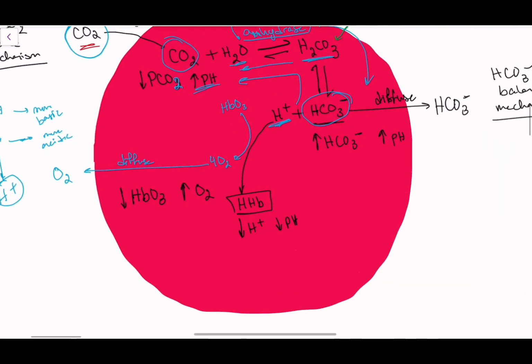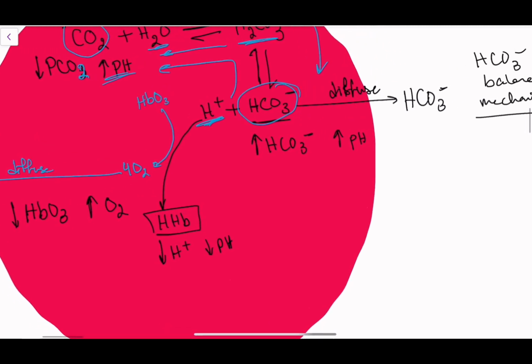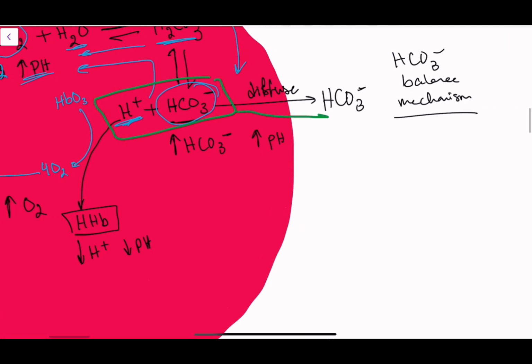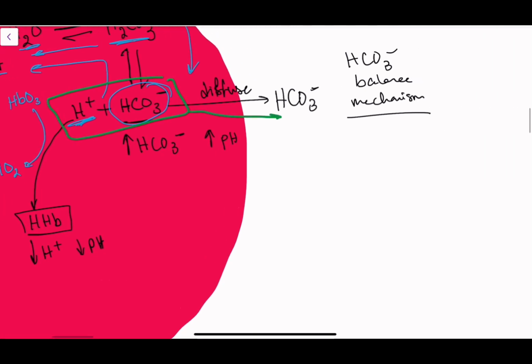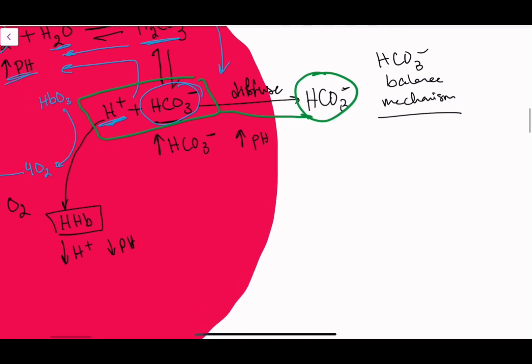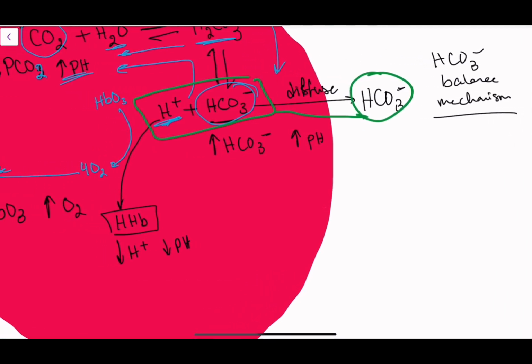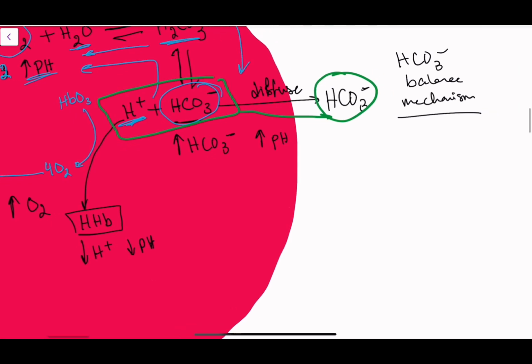So if we continue, we have this buffer system as well, right over here, and this can go and diffuse as well. What is that? That's the bicarbonate ion. It is very important in the balancing of the acid-base balance in the kidneys. The kidneys reabsorb or excrete the HCO3 minus as it needs to. So the main function of the bicarbonate is the acid-base balance.